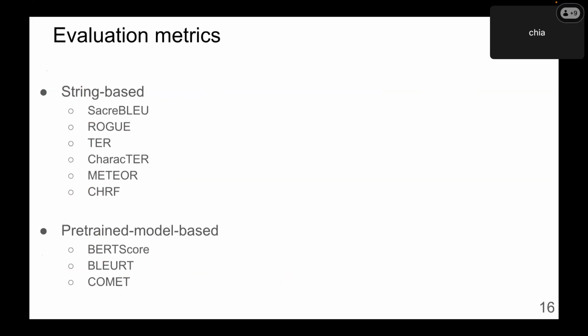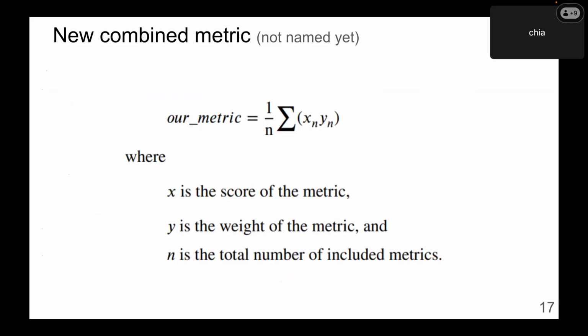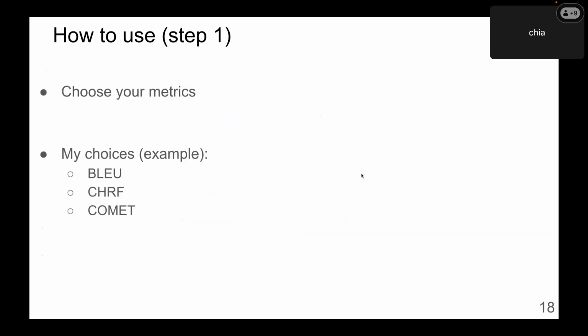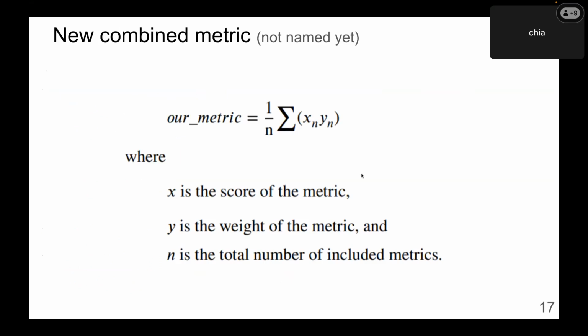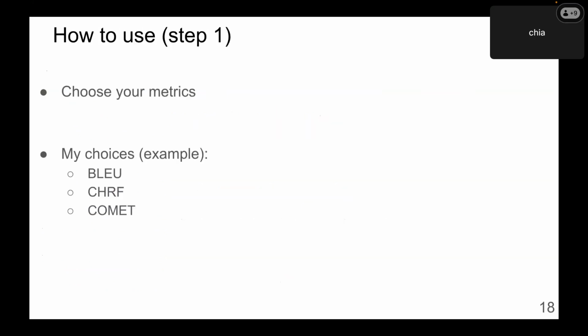For the evaluation metrics, we took some string-based metrics and some pre-trained model based metrics, which are available from Hugging Face. I developed a new combined metric, for which the formula is the following, where we apply the score and the weight of all the chosen metrics, which can be a few metrics. Next I will show you how.